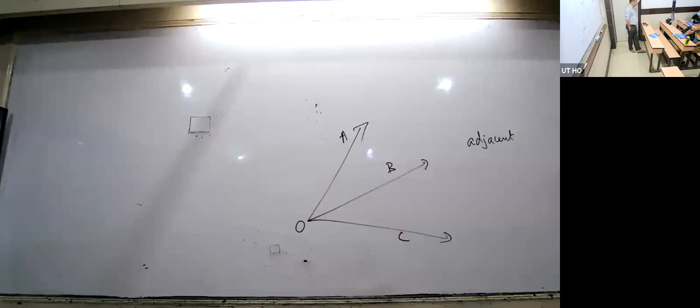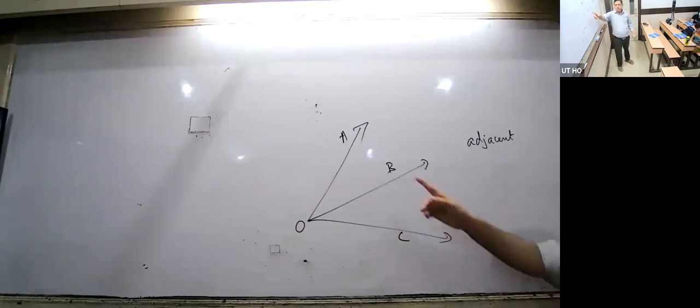Three pairs of reflex angles, if reflex is taken. Okay, very good. Can you give the names of the three angles over here? One is angle AOB, second is angle BOC, third is AOC. These angles are there.